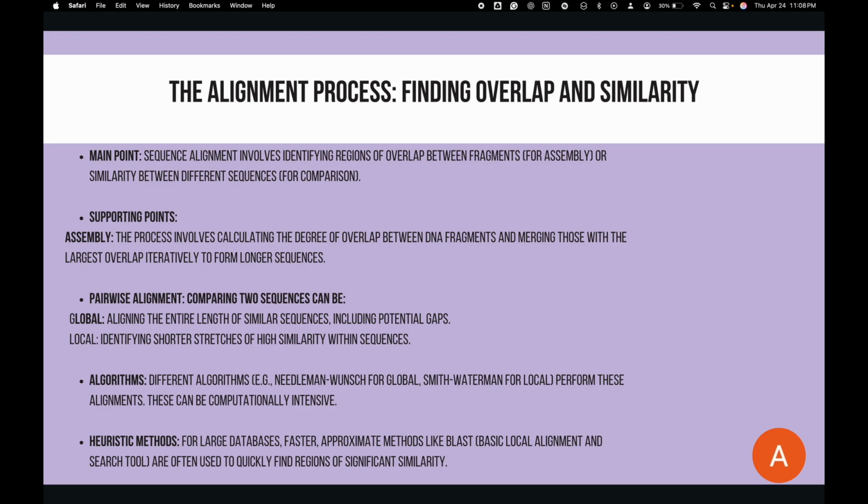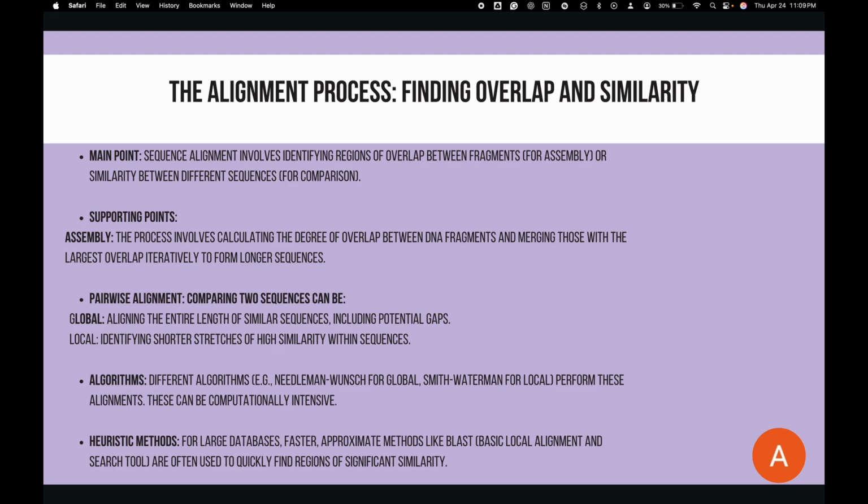For assembly, the process involves calculating the degree of overlap between DNA fragments and merging those with the largest overlap iteratively to form longer sequences. Pairwise alignment compares two sequences, and this can be global, which is aligning the entire length of similar sequences, including potential gaps, or local, identifying shorter stretches of high similarity within sequences.